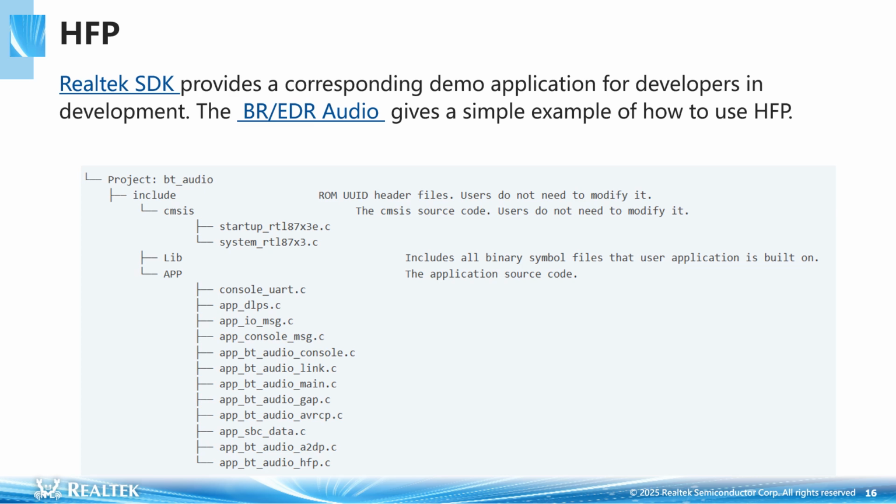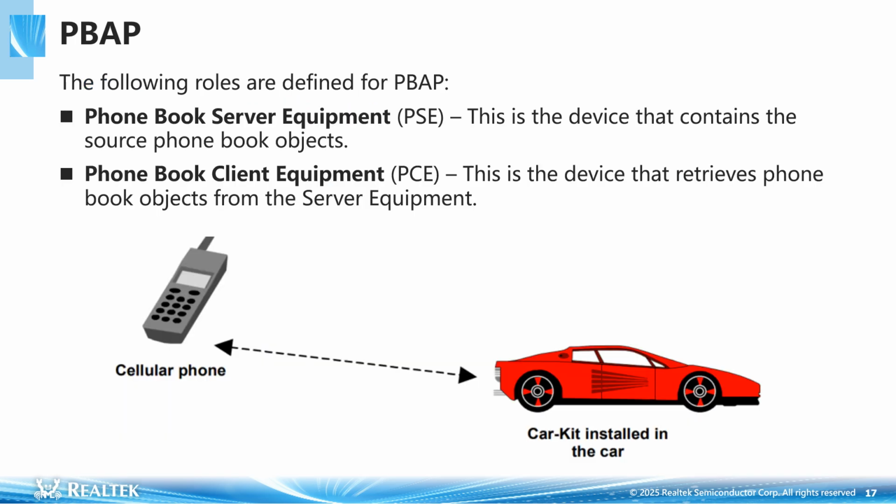The Phone Book Access Profile, PBAP, defines the protocols and procedures that shall be used by devices for the retrieval of phonebook objects. It is based on a client-server interaction model where the client device pulls phonebook objects from the server device. The following roles are defined for PBAP. Phonebook server equipment, PSE, this is the device that contains the source phonebook objects. Phonebook client equipment, PCE, this is the device that retrieves phonebook objects from the server equipment. For the hands-free use case, a typical configuration would be a mobile phone as PSE and a hands-free car kit as PCE.